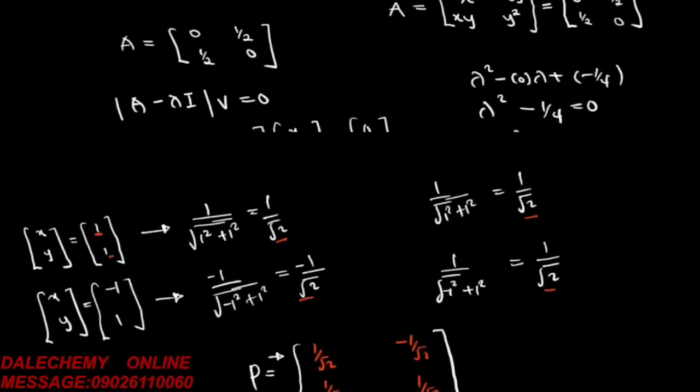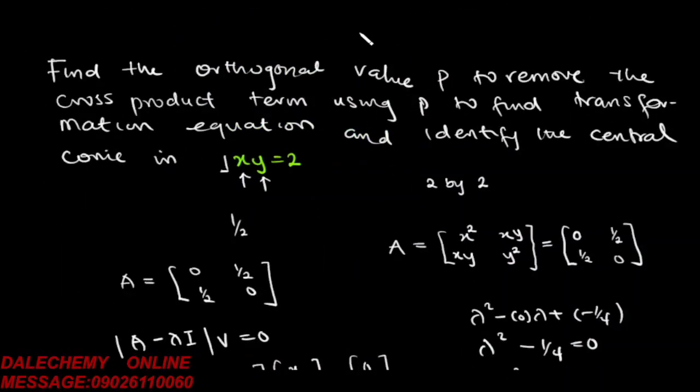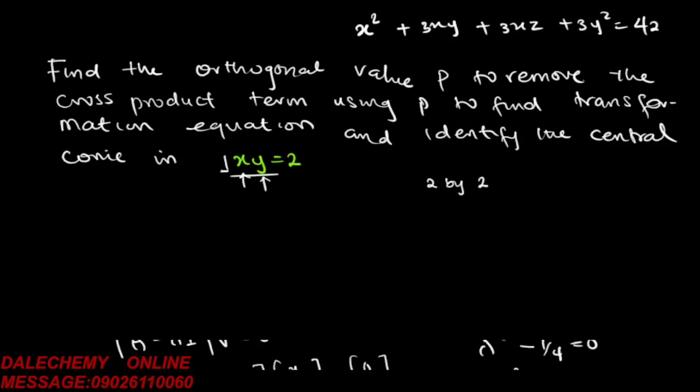But let's say, for instance, we have this equation: x squared plus 3xy plus 3xz plus 3y squared equal to maybe 42. I ask the same question, just that this equation is different. So the only thing you need to do here now is to form another matrix. I'm just showing you what to do, not that I'm doing it.